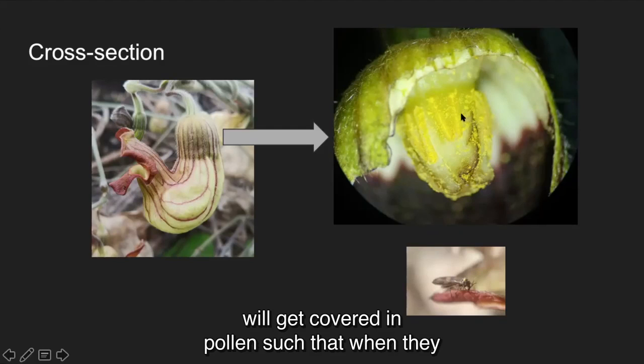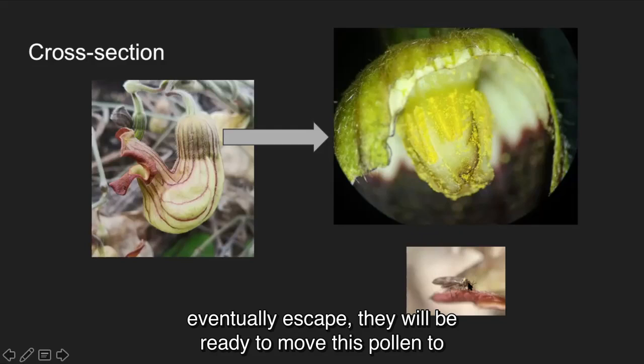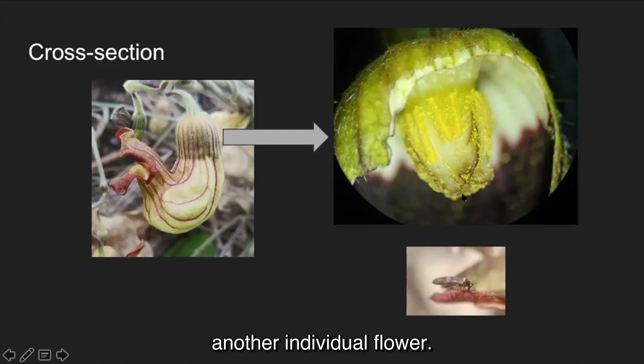And in this process, they'll get covered in pollen such that when they eventually escape, they will be ready to move this pollen to another individual flower.